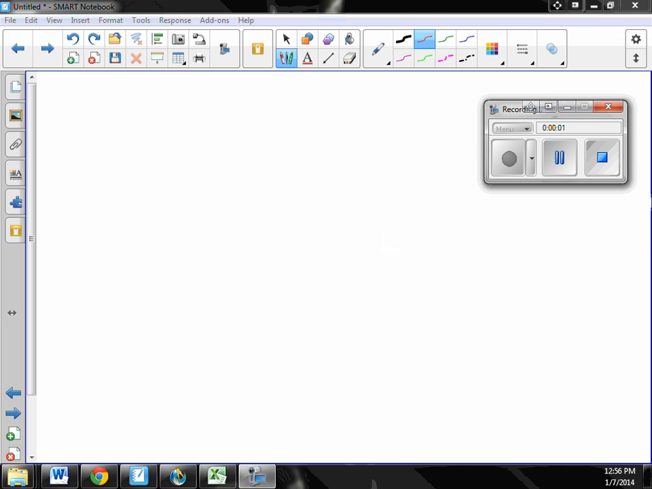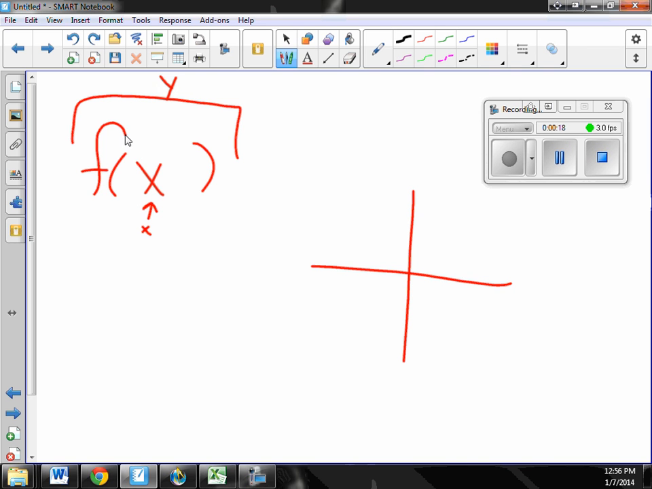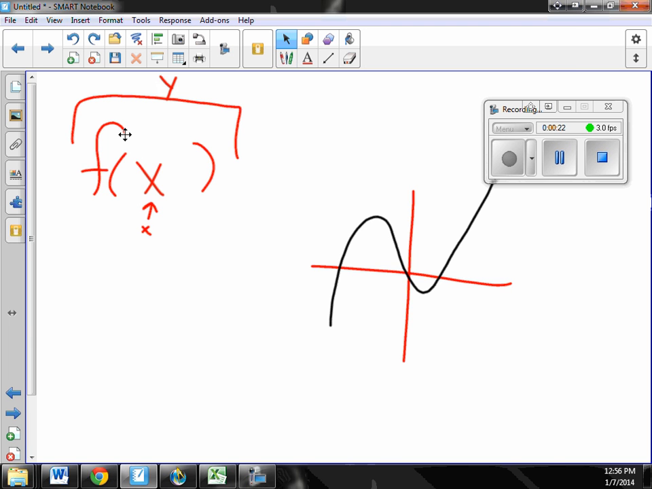Remember back to when you learned about transformations? Let's say we had some graph f of x. And remember, this represents the x value, obviously, and this represents the y value. If I drew a random graph and a random curve, call that f of x, how would I shift that curve up?